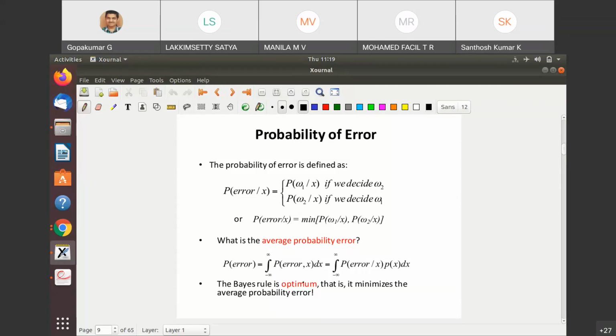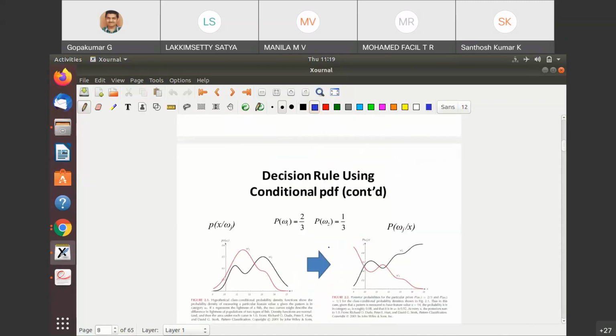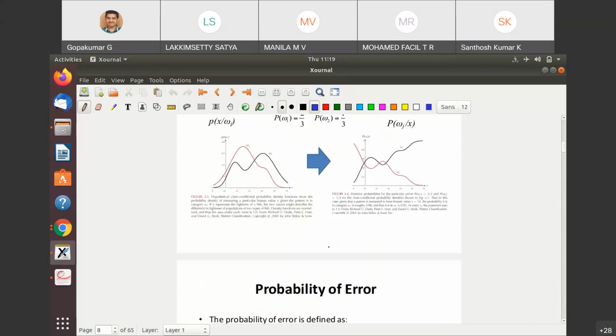Vector. And then we have seen the concept of probability of error. That means we are actually trying to minimize the error in classification. That is our goal. We also defined our average probability of error, and we have seen why Bayes rule gives the optimum error. So we have seen all these things.